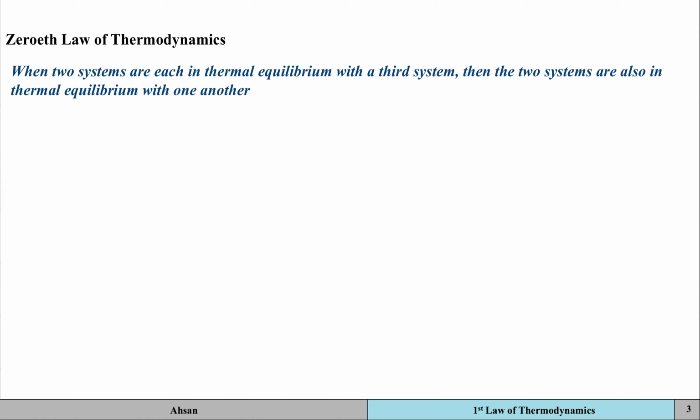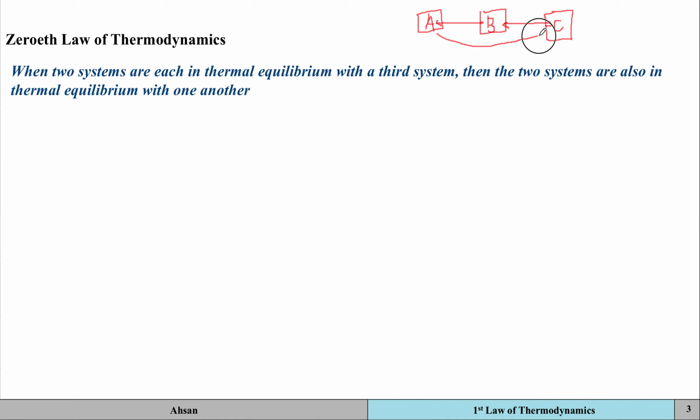We can imagine that if we have a system A and that is in contact with, let's say, system B, and these two are in thermal equilibrium, and then we have a system C and this is in contact with system B and in thermal equilibrium with system B, then what that means is that system A and C are going to be in thermal equilibrium as well with each other. Okay, that is what the zeroth law of thermodynamics tells us.